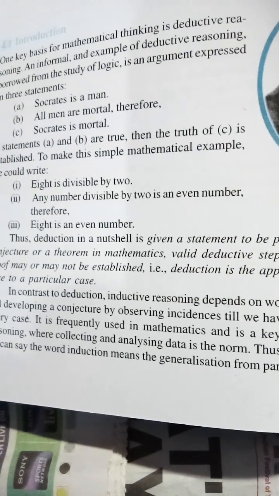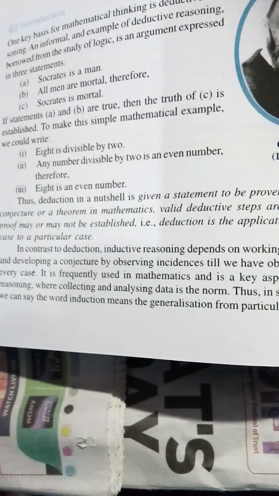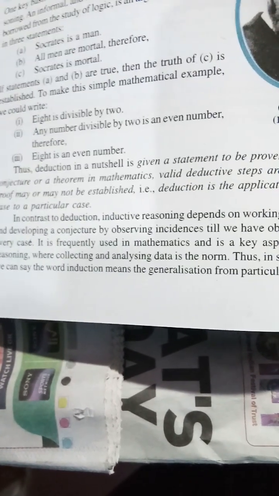Thus, deduction in a nutshell is: given a statement to be proven, often called a conjecture or a theorem, in mathematics valid deductive steps are arrived at and the proof may or may not be established. That is, deduction is the application of a general case to a particular case.